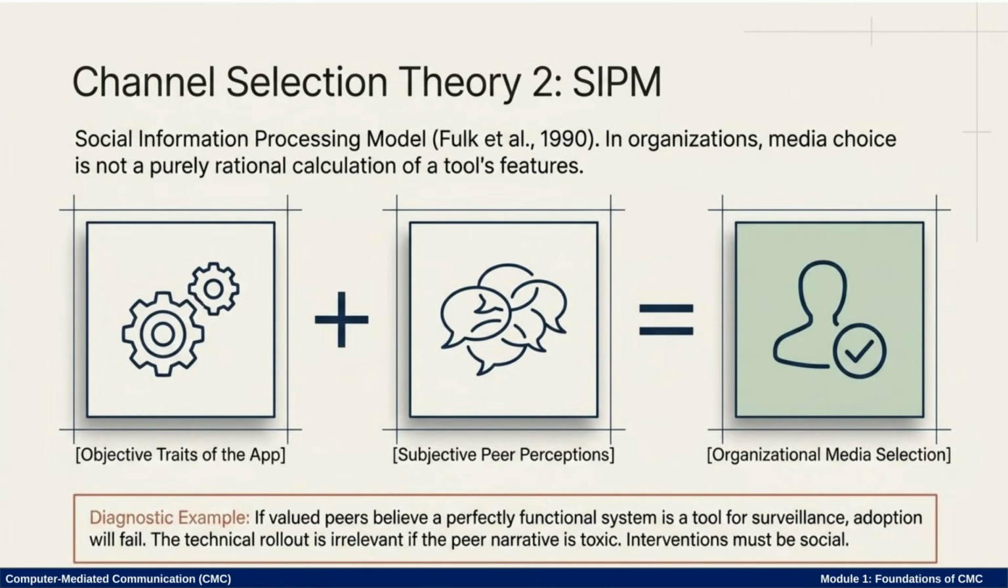Here is a diagnostic example. If valued peers believe that a perfectly functional system is actually a tool for surveillance, for watching and monitoring employees, adoption will fail. It doesn't matter how good the technology is. The technical rollout is irrelevant if the peer narrative is toxic. This means interventions must be social, not just technical. If you want people to genuinely use a new tool, you must also manage what people are saying about it to each other.